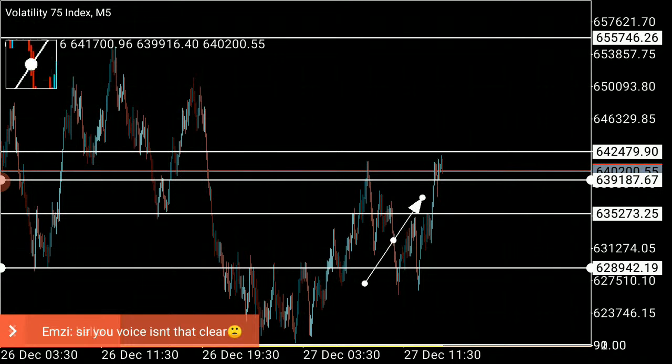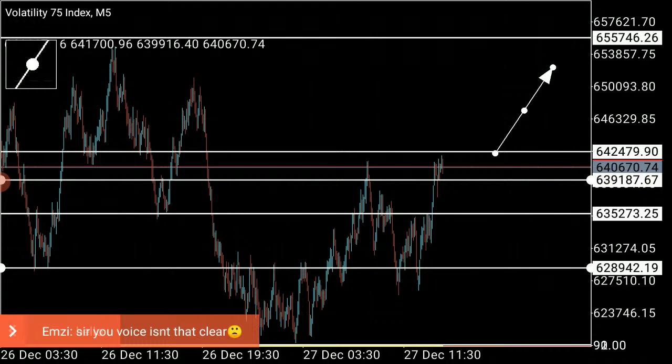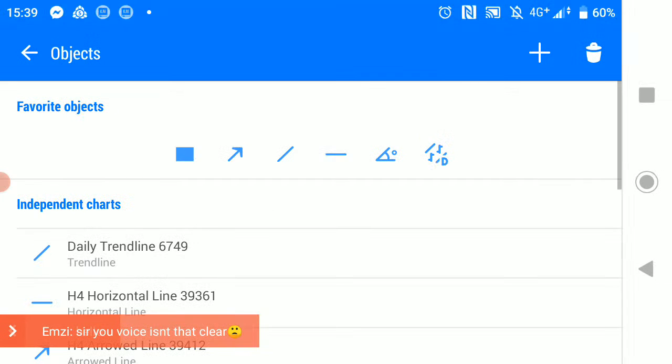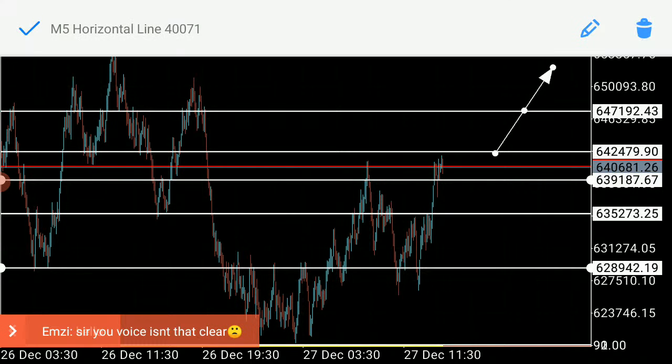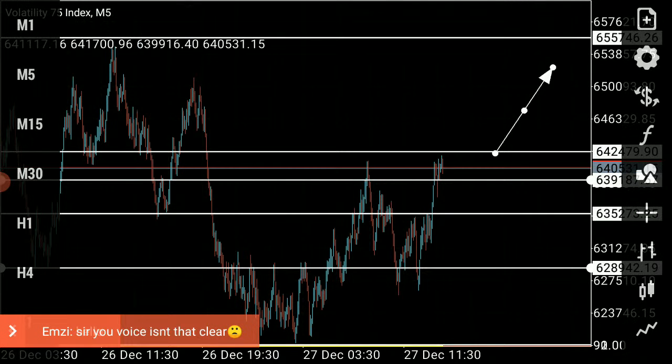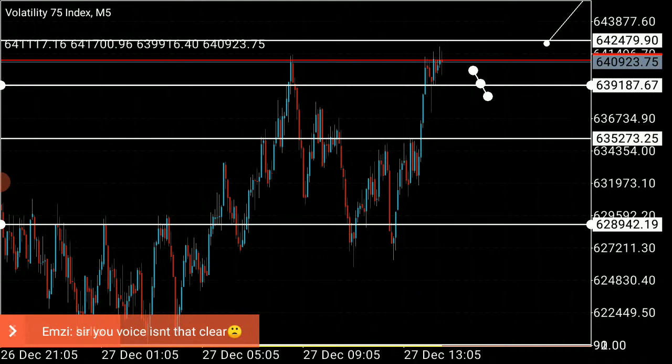Okay, for this trade to be able to push out of this level, it needs to gather enough support. That's why most times you see traders, they put things like this. Sometimes you see traders, they put things like this. Let me zoom out a bit.